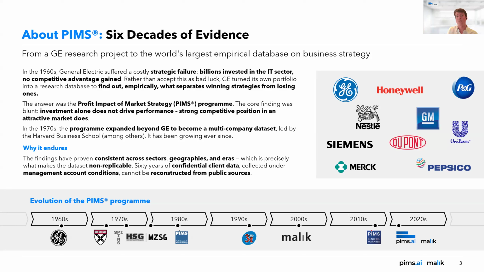Today, the database holds over 12,000 observations of business units. Each observation tracks a business unit over 3 years and across about 500 variables, be it market structure, competitive position, customer value, cost and capital structure, operations, financials. It's a very complete data set. Combined, that is some 25,000 business years of data. And all of it was contributed by the companies themselves. So it is internal management data, not public filings, and that makes it non-replicable.